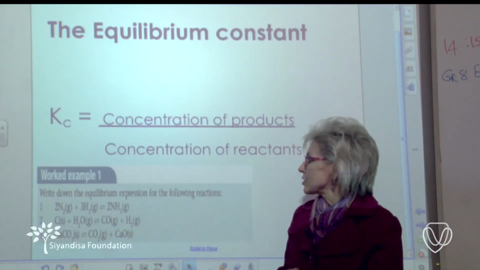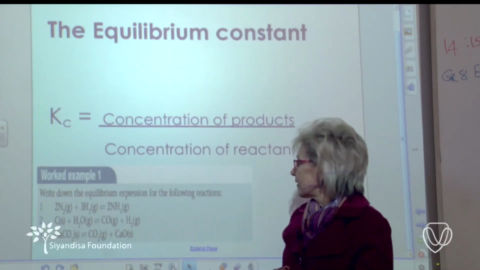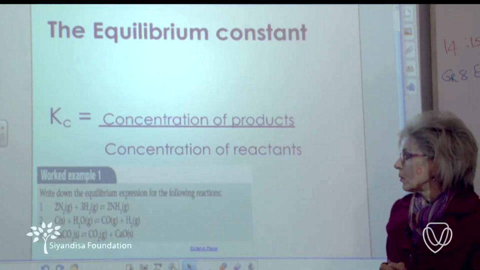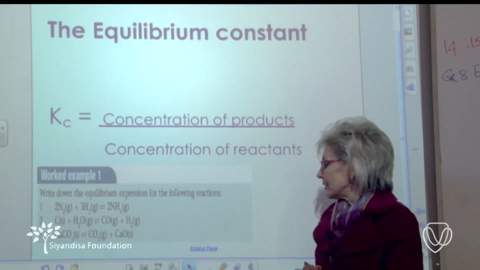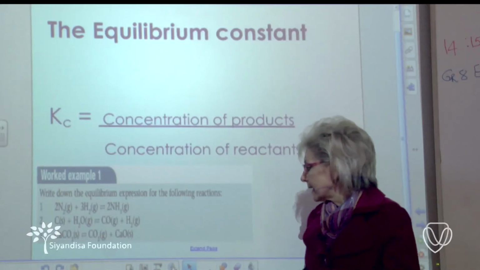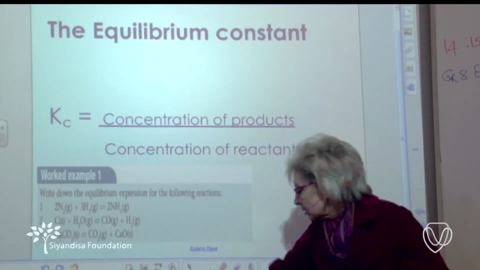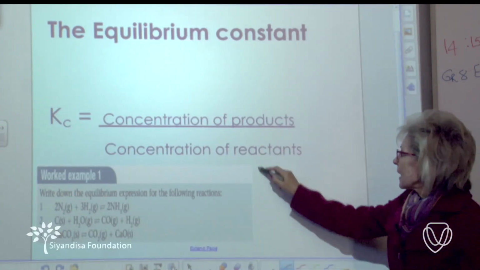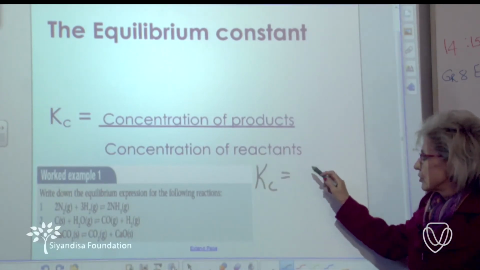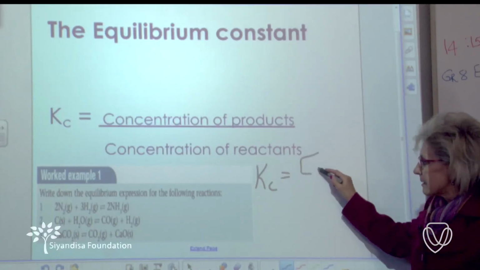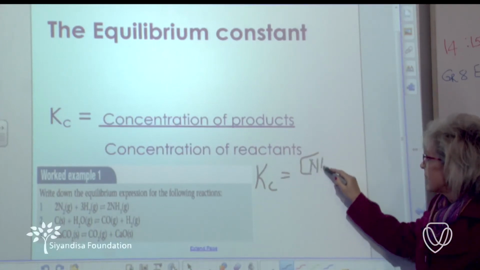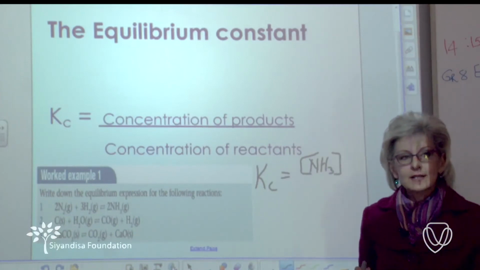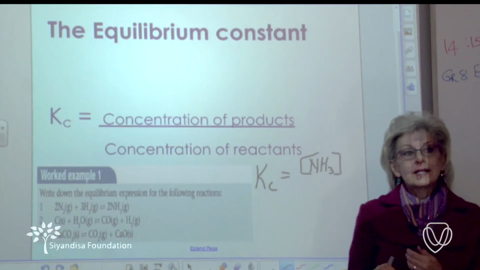So here is a question. Write down the equilibrium expression for the following reactions. And the first one is the one that we've just had with N2 reacting with H2, forming 2NH3. So if I want to write this chemical reaction, Kc is equal to the concentration of the product, and the product here is NH3. And remember, we said we use square brackets for concentration. The balancing number is a 2.